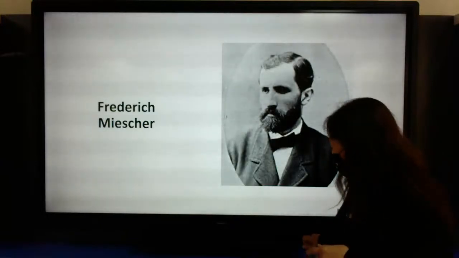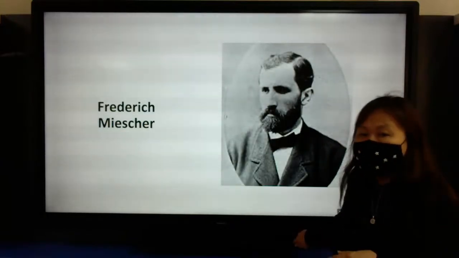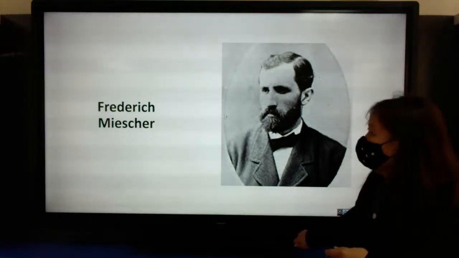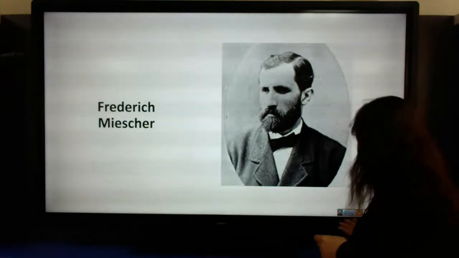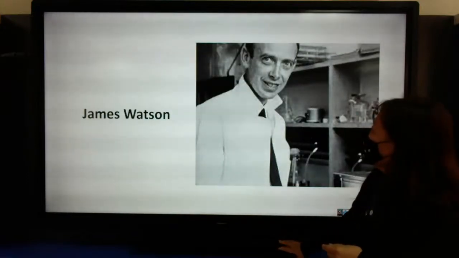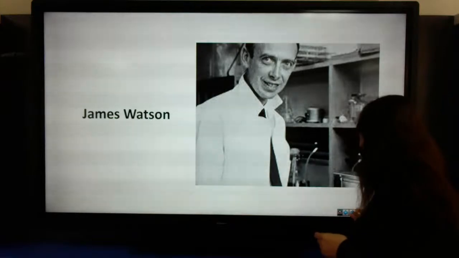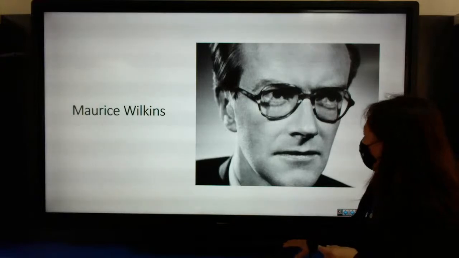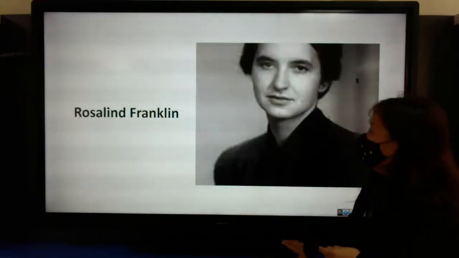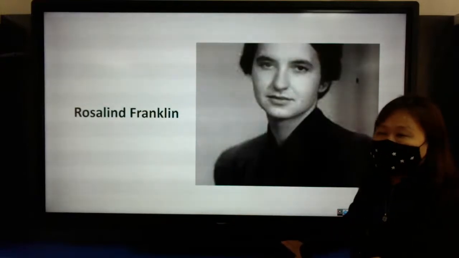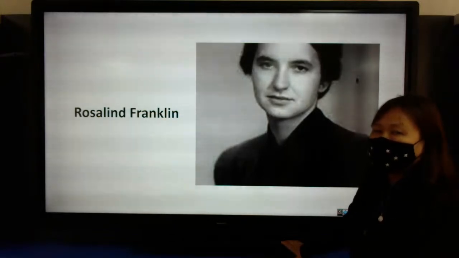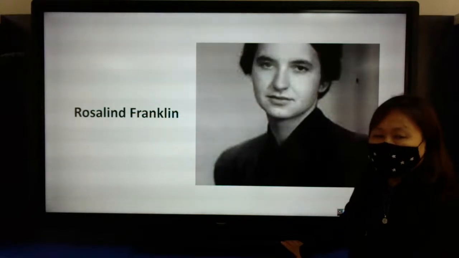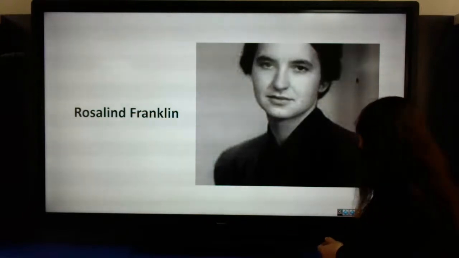So this is the first one, the one who initiated the discovery of the DNA molecule. This is Frederick Meisser. This is James Watson, Francis Crick, Maurice Wilkins, and Rosalind Franklin. So these people are the ones who did the research and the development of the DNA molecule.